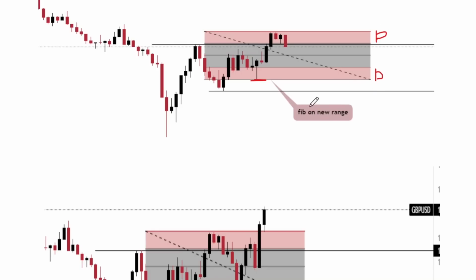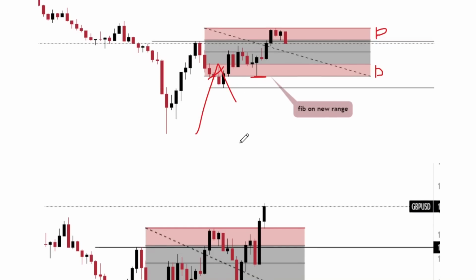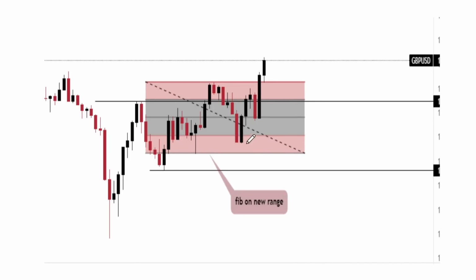And what are you waiting for? If you can see that a bullish trend is starting, you're looking for a retracement into your discount. Why discount? Because buy low, sell high. So you would be purchasing price after this retracement in your discounted level, and you would be selling off in your premium.